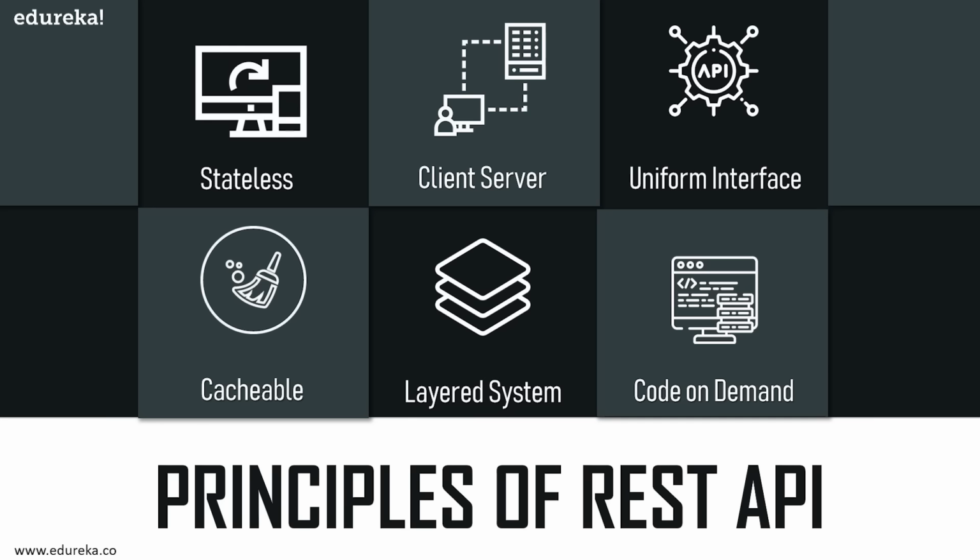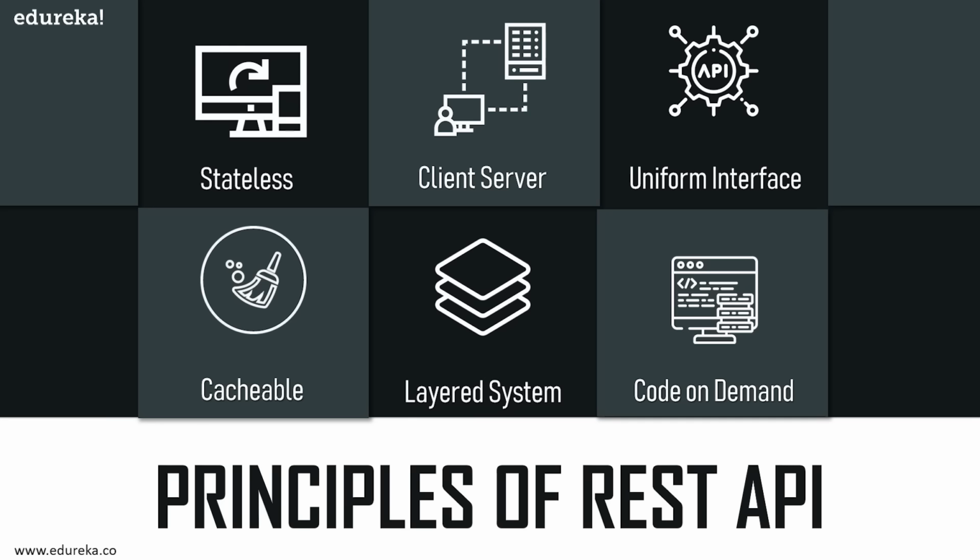Coming to cacheable, in order to provide better performance, applications are often made cacheable. It is done by labeling the response from the server as cacheable or non-cacheable, either implicitly or explicitly. If the response is defined as cacheable, then the client cache can reuse the response data for equivalent responses in the future. It also helps in preventing the reuse of stale data.